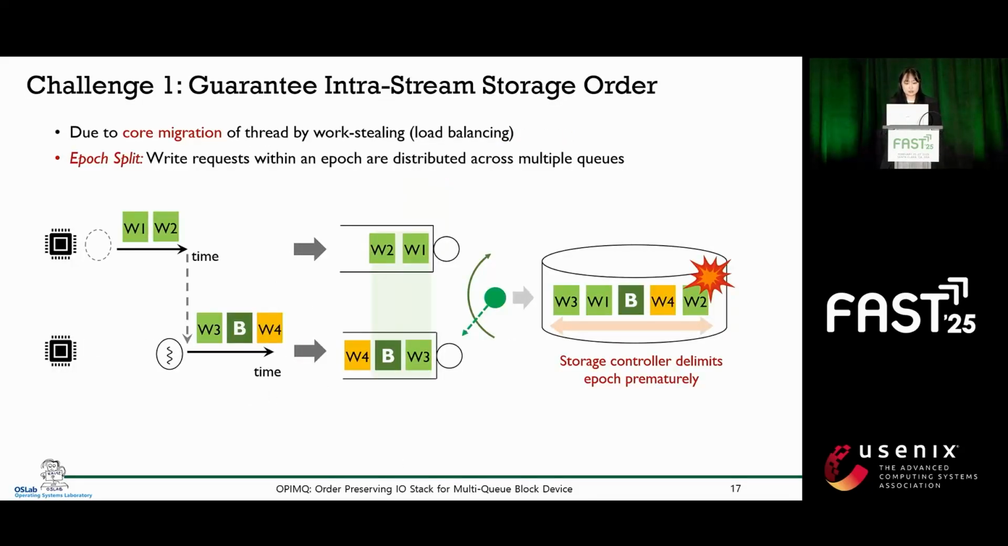The first challenge is guaranteeing intra-stream storage order. With core migration due to work stealing, write requests from a stream may be distributed across multiple queues, causing epoch split, where requests from the same epoch end up in different queues. As a result, the cache barrier may reach the storage controller before other requests in the same epoch, prematurely delimiting the epoch and misplacing requests, compromising the storage order.